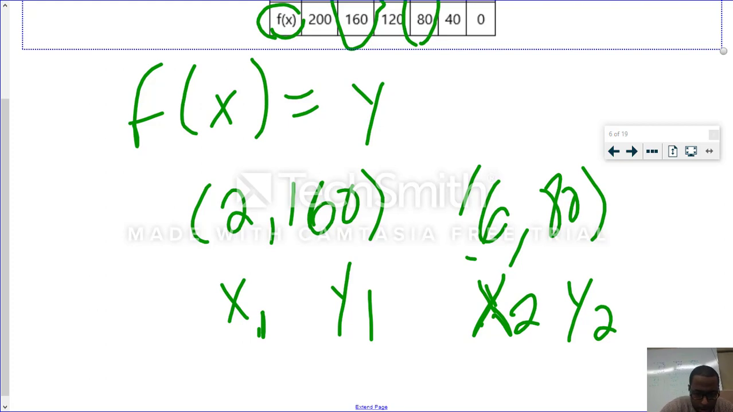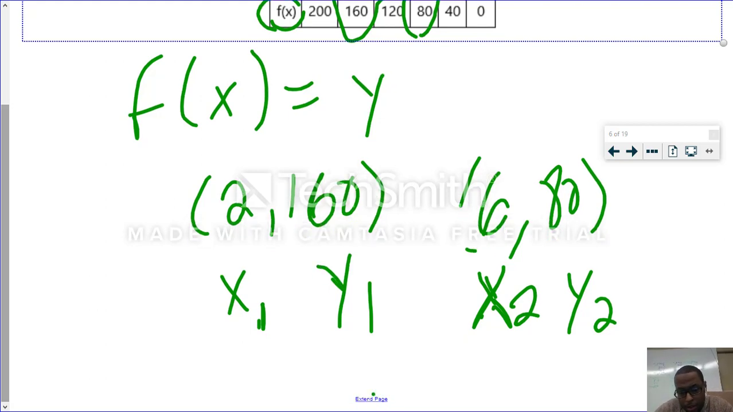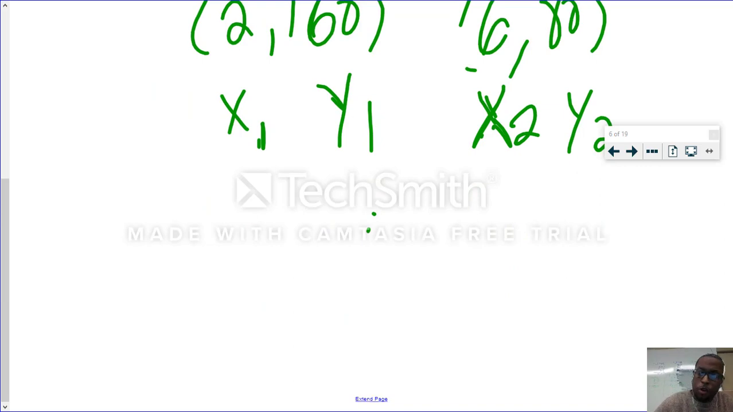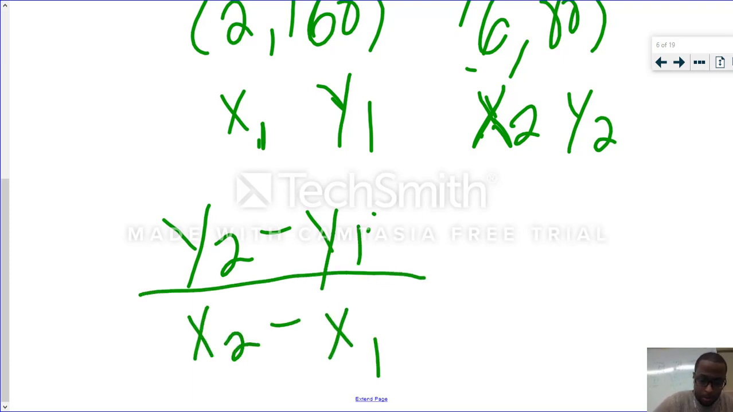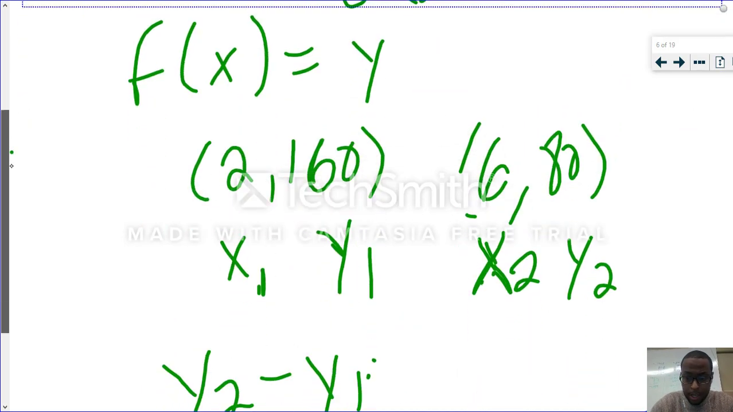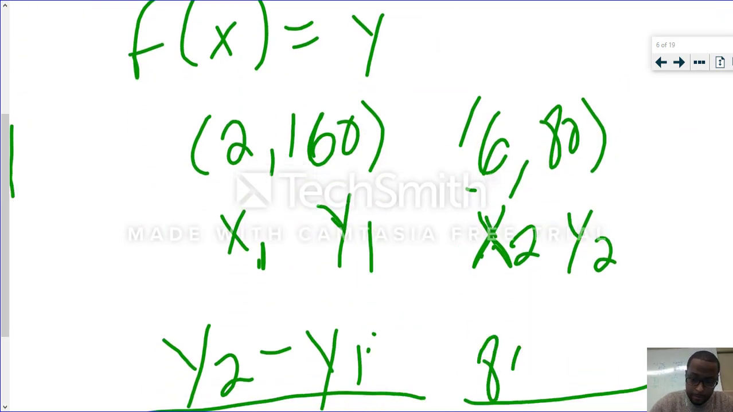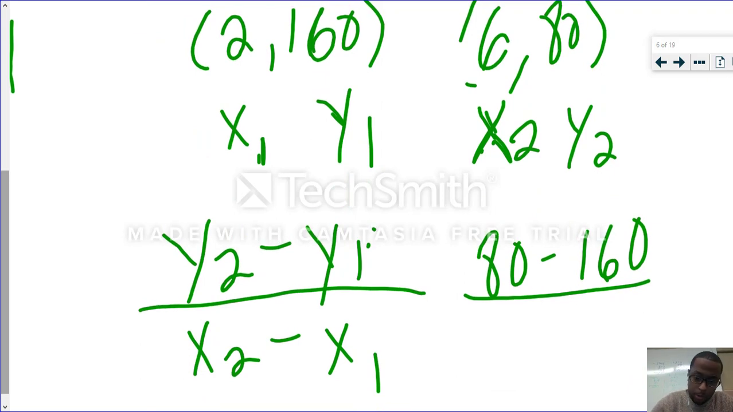All right, so as we talked about in class today, we had a formula for this. Please remember this formula. It's something we talked about all throughout high school. y2 minus y1 over x2 minus x1. From there, I'm going to plug my numbers in. So when I scroll back up, I know that y2 was 80. I know my y1 was 160. Okay? I'm going to scroll back down. My x2 was 6, and my x1 was 2.